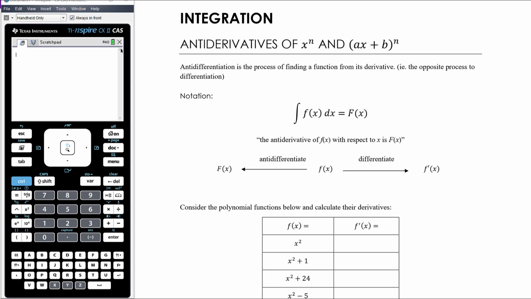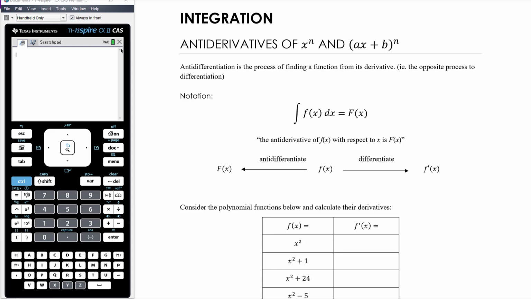Okay, so it's been a while since I recorded some videos for my Unit 3-4 Methods class, and that's because we've had quite a break in preparing for the Application SAC, and we're now ready to resume with some new content, finishing off the calculus component of the course by looking at integration.